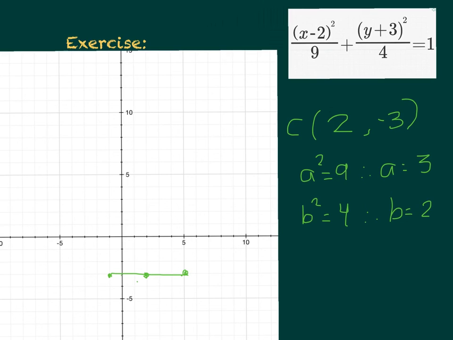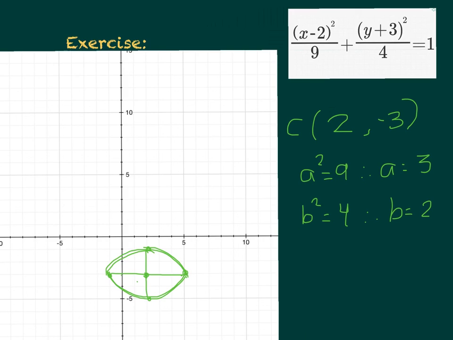And what about the minor axis? The minor axis is going to be 2 units to the right of the center and 2 units to the left of the center. So this is going to be my minor axis. So my ellipse will be something like this. I'm sorry, please, for the sketch, but I hope you have understood this.